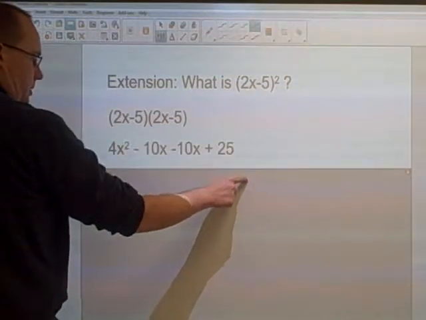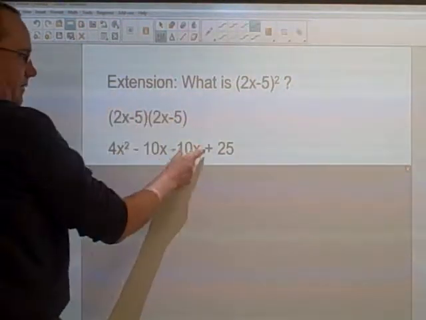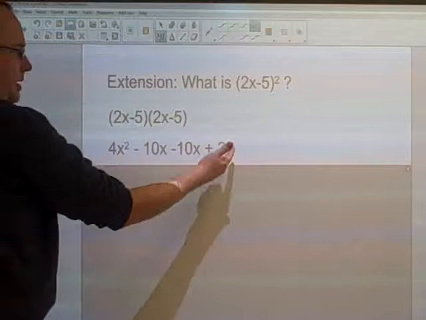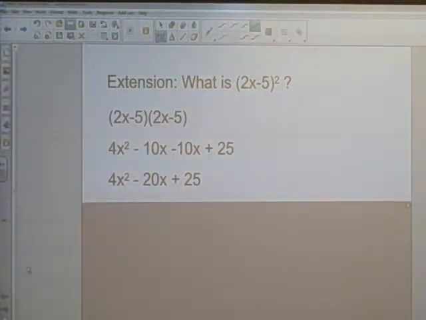2x times 2x, 4x squared. 2x times negative 5, negative 10x. Negative 5 times 2x, negative 10x. Negative 5 times negative 5 is 25. And then negative 10x take away 10x gives you negative 20x.